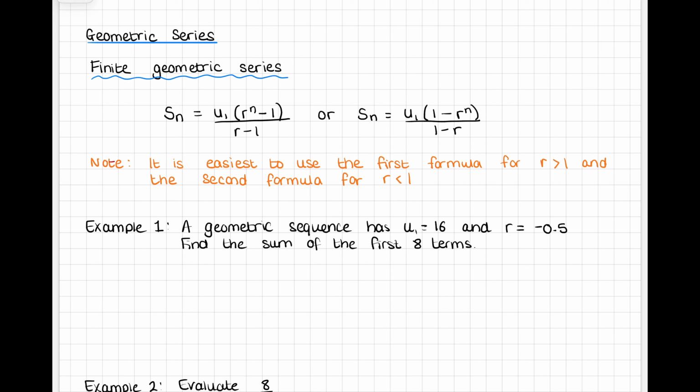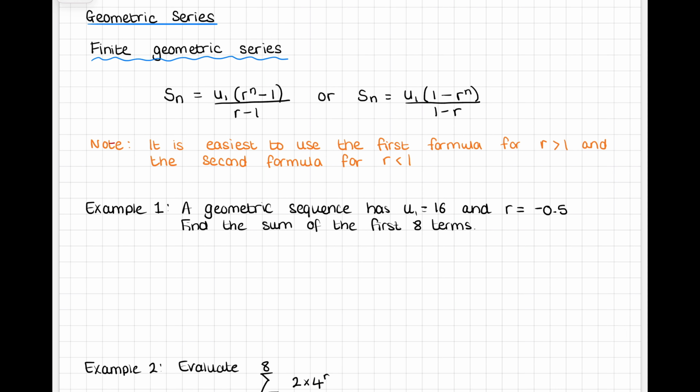You can use either version, either way of this formula for all of it. So first example, a geometric sequence has u1 equals 16 and r equals negative 0.5. Find the sum of the first 8 terms. So we're given u1 and r, so we can put that into our sum formula.